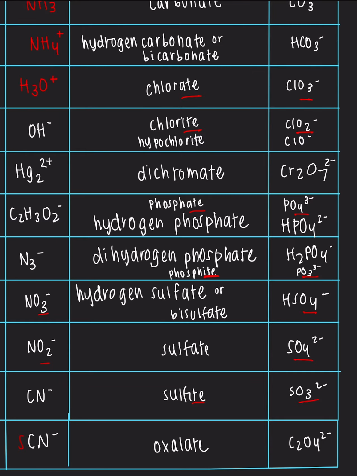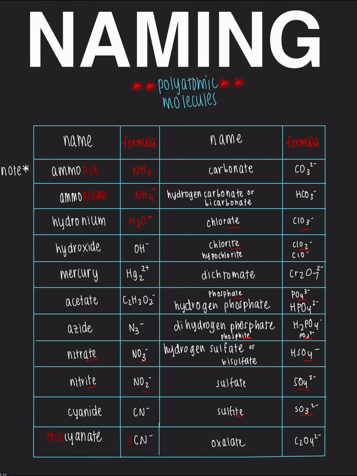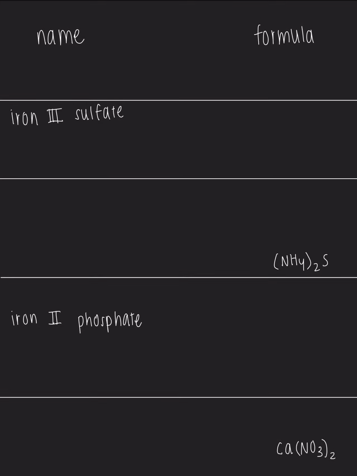But now let's get into the actual naming. So I wrote both. I gave you a name to change to a formula, and I gave you a formula to change to a name. I wanted to show you my method. So check this out. Iron, we already know is a transition metal, and I did that on purpose. So we know it's going to be Fe, and then the charge is 3+.